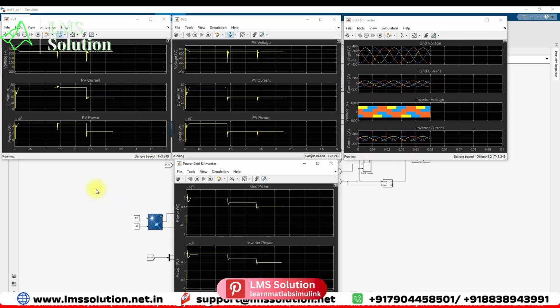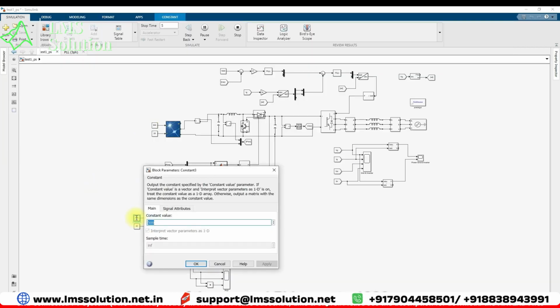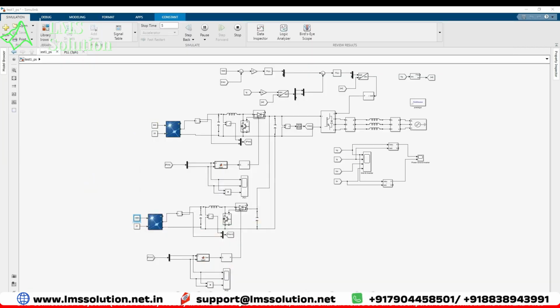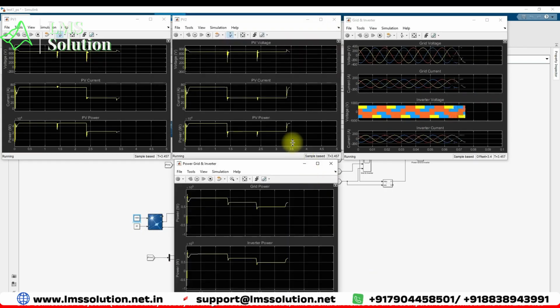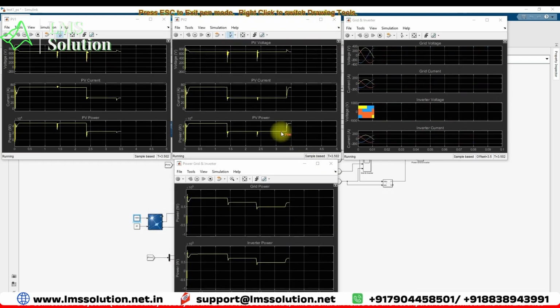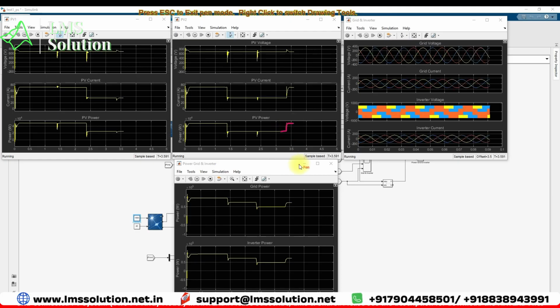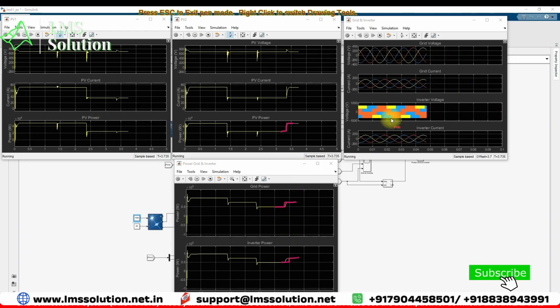So next I'm going to increase the irradiation of the second PV array to 1000, and then you have to check the result. Now you can see that because of the change in irradiation in PV array 2, it goes to the maximum of 48.97 kilowatts. And also you can see here that there is an increase in the grid power. Also you can see that there is an increase in grid current and inverter current.